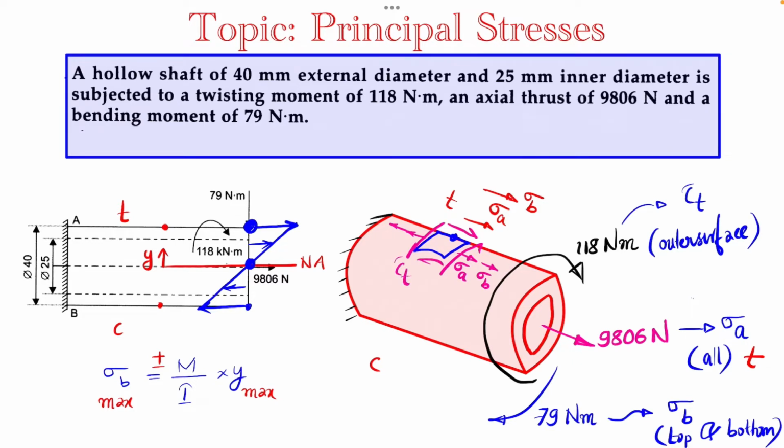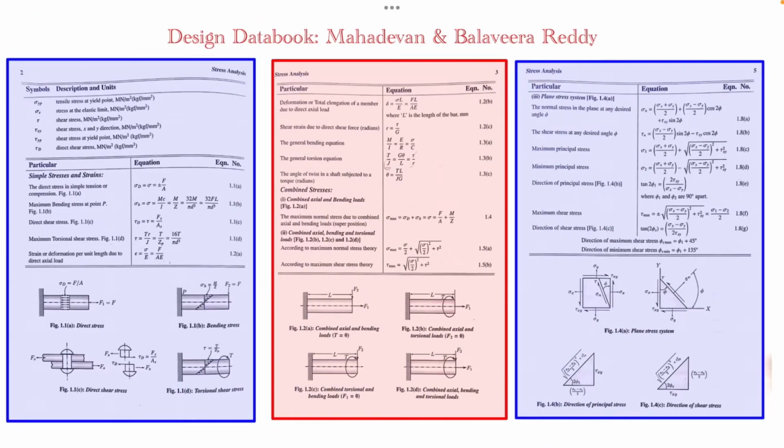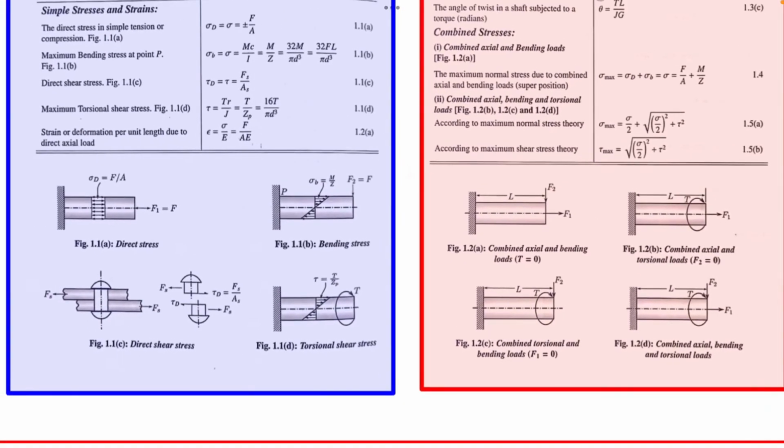So this is tau suffix t. So these three components will be here: sigma A, sigma B, and tau suffix t or tau t, torsional shear stress. We can use the same equations from this data book. So all these equations are given. The axial normal stress, force by area, bending stress is this one general.